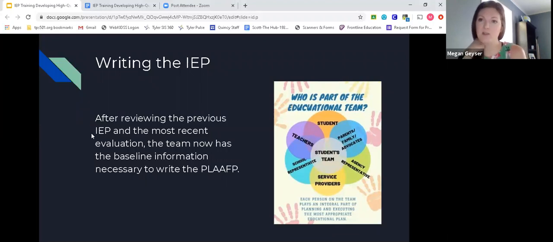And here I just have a nice visual that I found that I really liked. Who is part of the educational team? I know you guys know this, but just remembering that it's not just a special education teacher that is doing all of this. It's a team effort, and we are focusing on the student first and foremost. Parents are such a huge piece of a team that we have to make sure that we include them in the process of creating the IEP, and that the gen ed teachers, additional service providers, they can all provide really vital information when we are writing IEPs and creating high quality PLAAFPs.